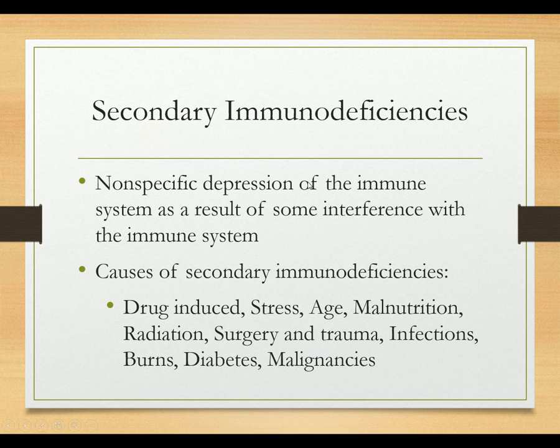All right, secondary immunodeficiencies. These are non-specific depression of the immune system from some interference with the immune system. So it could be drug-induced, like your steroids. Stress, we know that makes our immunity go down. Age, the very old and the very young are more at risk for immune problems. Malnutrition affects our immunity. Radiation, surgery, and trauma. Infection, burns, diabetes, and malignancies. So all of these can have an effect upon the immune system in a secondary way.